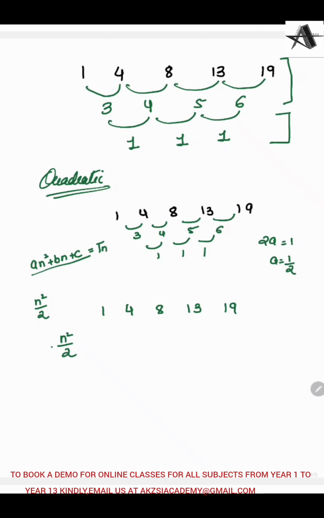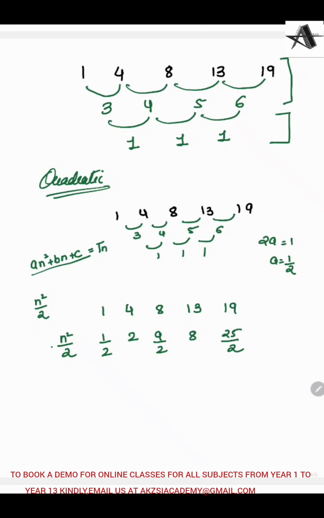So n is equal to 1 is half. n is equal to 2 is 2. n is equal to 3 is 9 over 2. n is equal to 4 is 8. n is equal to 5 is 25 over 2.